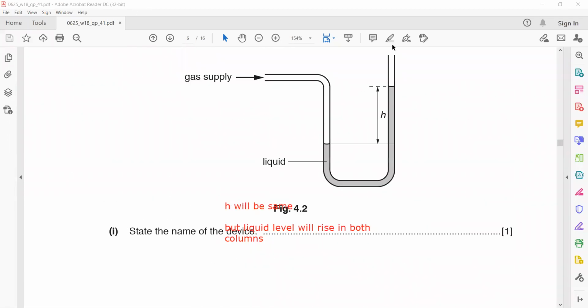As you can see, when you have a narrow tube, like this H is 2 cm, it will remain 2 cm. But the liquid will rise in both columns. Where the liquid rises in both columns, the difference in the height will remain the same as it was originally, because that depends on the pressure of the gas supply.